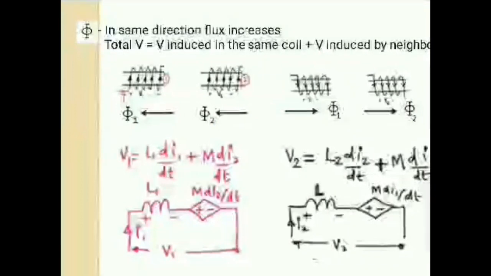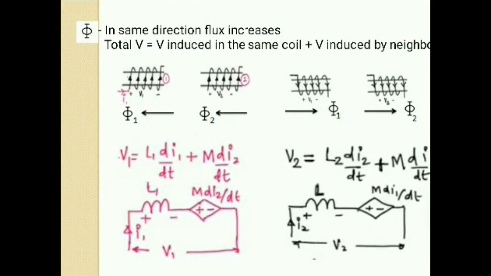The circuit has the inductor and the dependent source. Current flows from left to right, as shown in the figure, and the EMF is also added to the self-induced EMF. So we connected the dependent source like this. For the two coils on the right side, we calculated the voltages in the same way, because here also the fluxes are in the same directions.